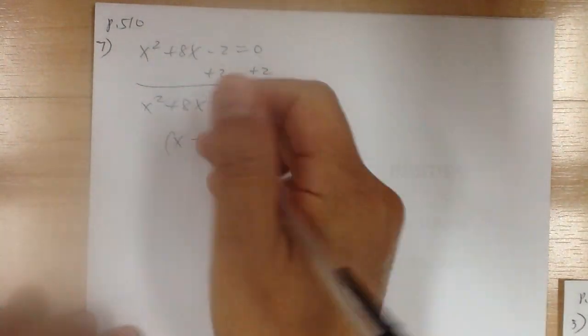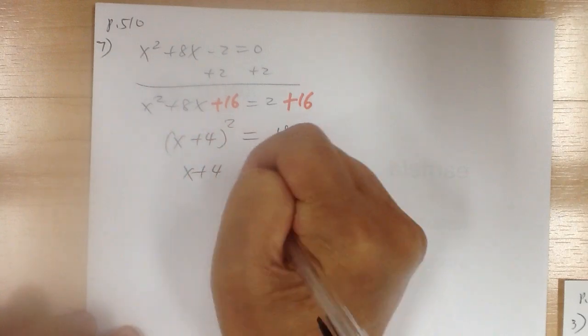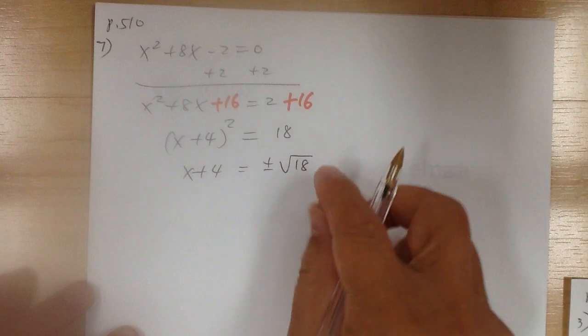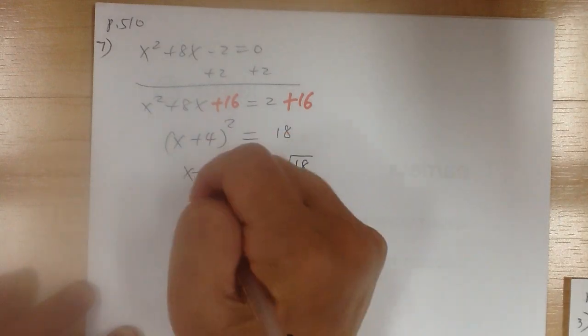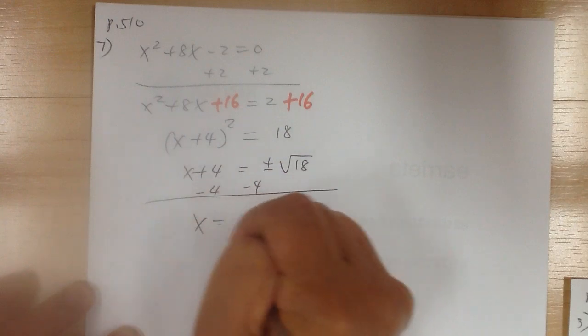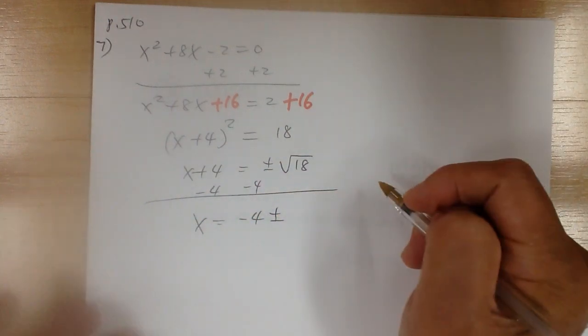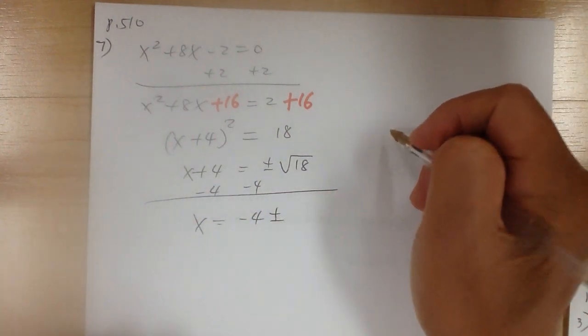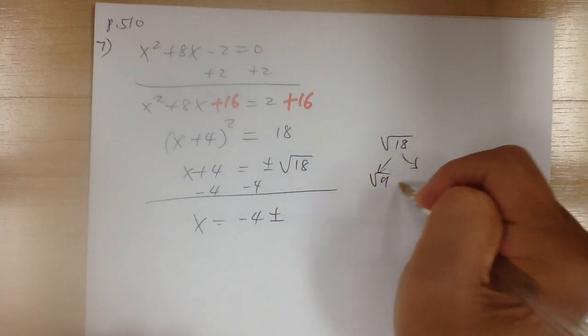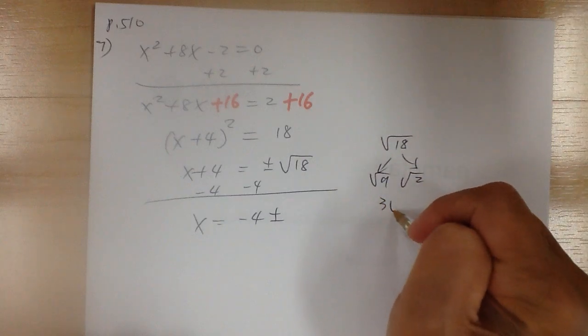Okay, take the square root on both sides. So you got x plus 4 equal to plus or minus square root of 18. Then again, this one is different kind of number, so cannot simplify, so you don't want to separate. So you got x equal to -4 plus or minus. Now you have to simplify these. Okay? So square root of 18, you can break down into square root of 9, square root of 2. So you get 3 square root of 2.